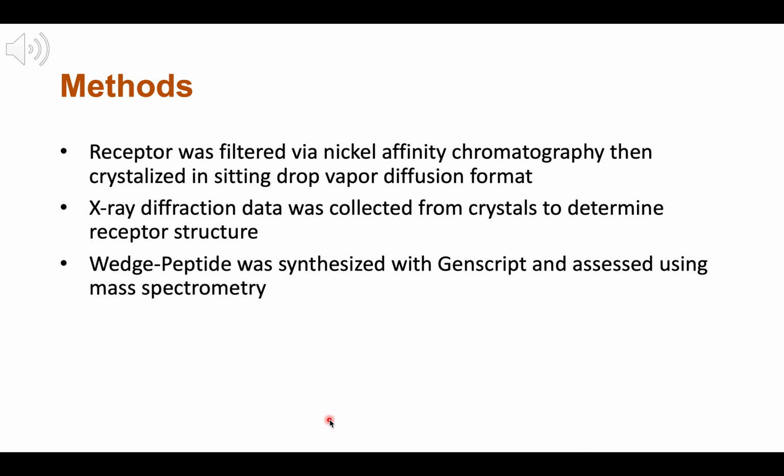So here's a brief description of the methods that were used in the study. First, the receptor was purified via nickel affinity chromatography and then was crystallized in sitting drop vapor diffusion format. After the receptor was crystallized, X-ray diffraction data was collected from those crystals to determine the receptor structure. And the wedge peptide that was synthesized using GenScript and assessed using mass spectrometry was used to disrupt the interaction between the receptor and inhibitory molecule to improve regeneration.